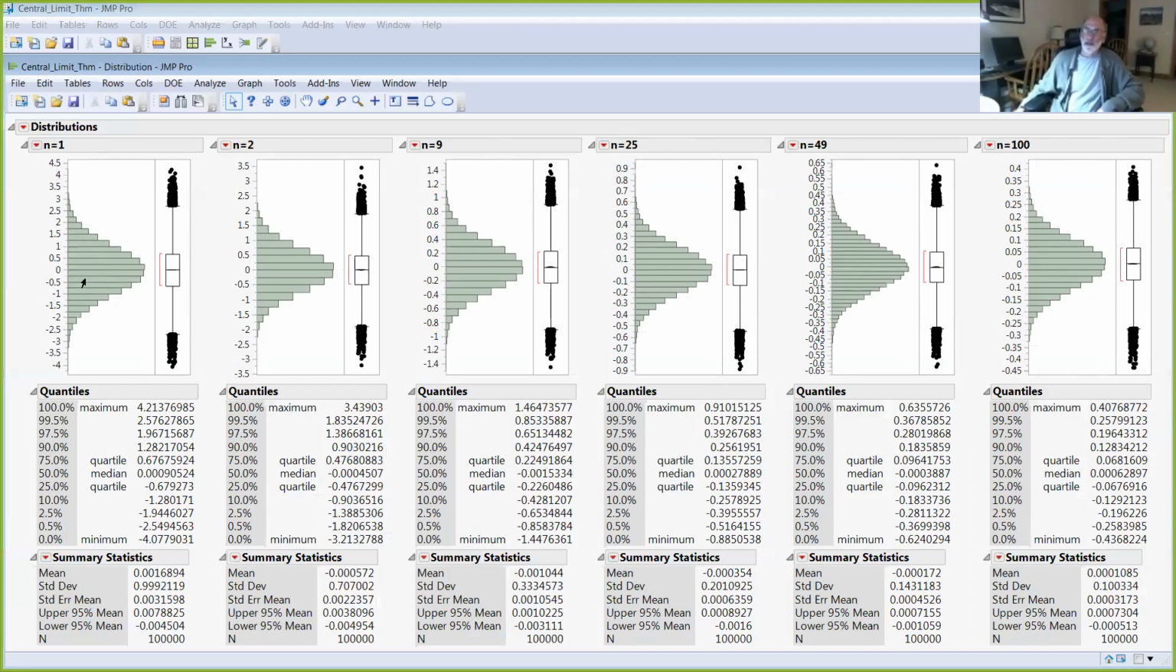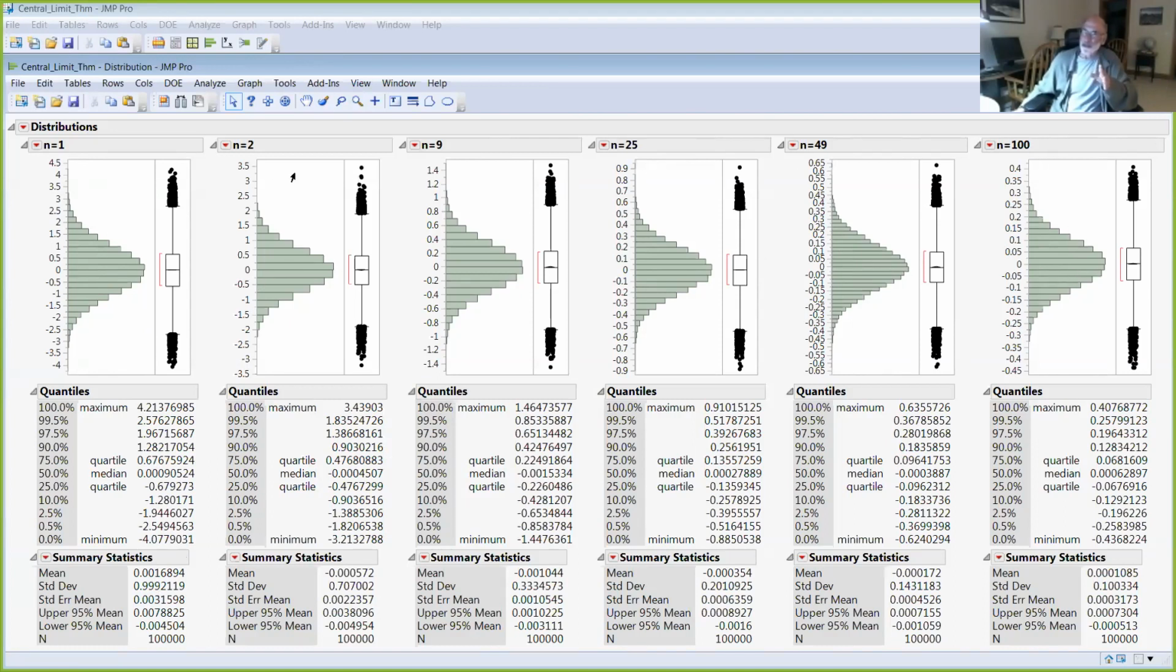Notice n equals 1. I pick one random number. I'm getting a bell-shaped curve here, turn your head sideways. Notice the mean, 0.001, is pretty close to 0. The standard deviation is pretty close to 1, 0.999. That's what I told the computer to start with, a bell-shaped curve with a mean of 0, standard deviation of 1. When I pick one number at random, and I did 100,000 of these, and I look at them, they look just like the distribution I started with. Notice if you go across, all of these have a nice bell-shaped curve. They all seem to be centered on 0.